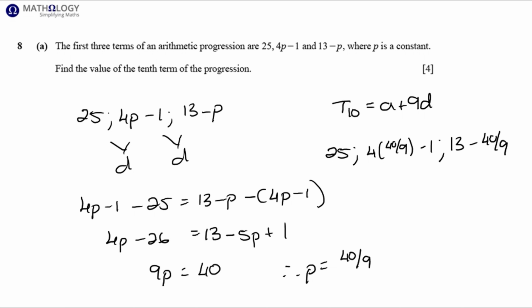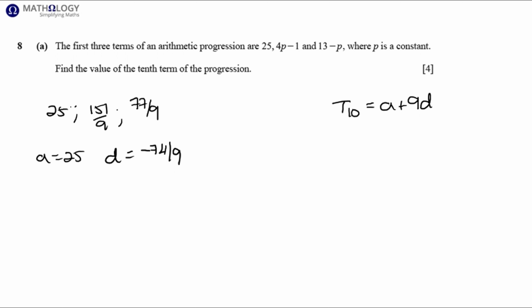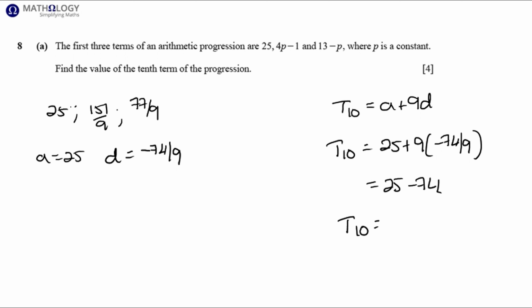So the first 3 terms of the sequence will be 25, 151 over 9, and 77 over 9. A is obviously 25, and common difference minus 74 over 9. The 10th term therefore equals 25 plus 9 times minus 74 over 9. That's 25 minus 74. So the 10th term equals minus 49.